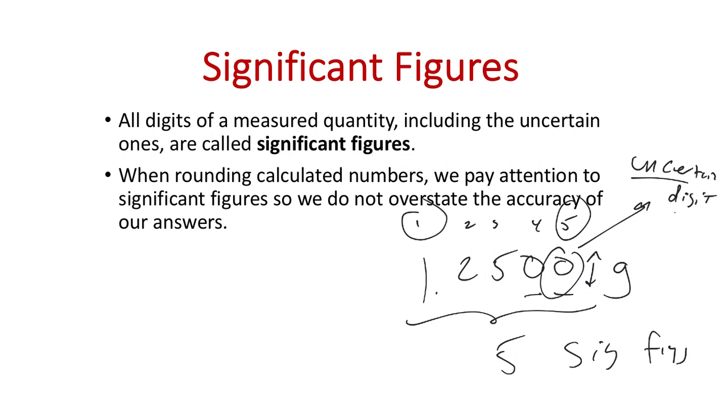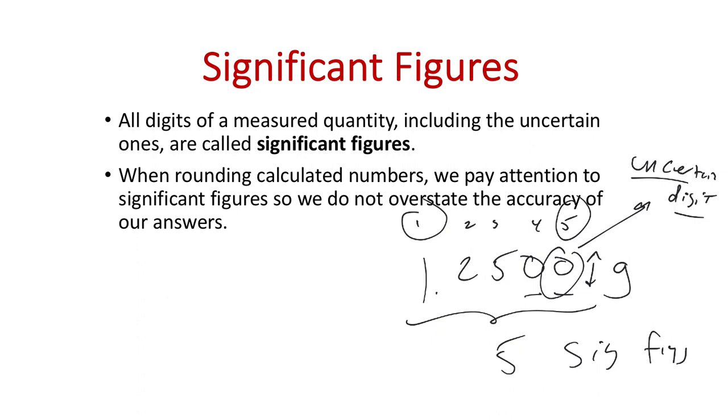It's a digit we have the least certainty in, but we still have some certainty in it. We know it's closer to zero in this example than it is to 5 or 6 or 7 or 8. Whoever took this reading would have been interpolating or averaging it out in their mind and ending up at 12500. So even though that digit's uncertain, it's not completely lacking certainty. It's just that last digit we're reading off the scale.